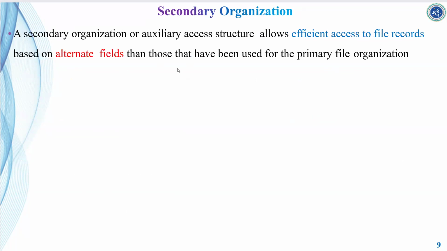Next one is secondary organization. Secondary organization allows efficient access of the file or records based upon some alternate fields other than those used in the primary file. So we can have the primary field, that is a primary key, and also we can have a secondary key, in order to sort or to take the data efficiently from the disk.